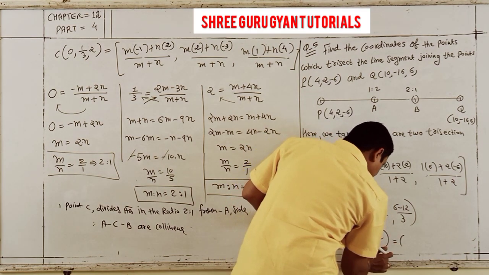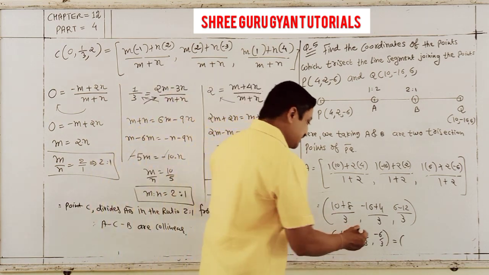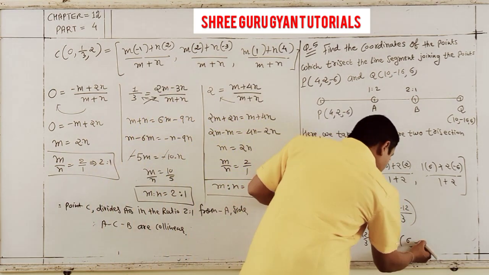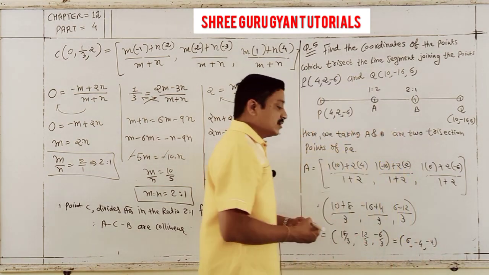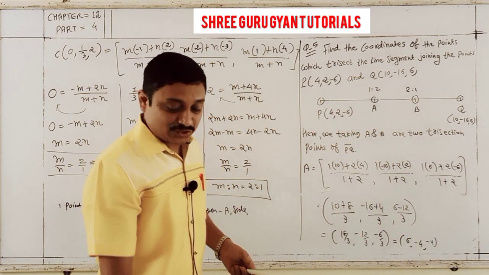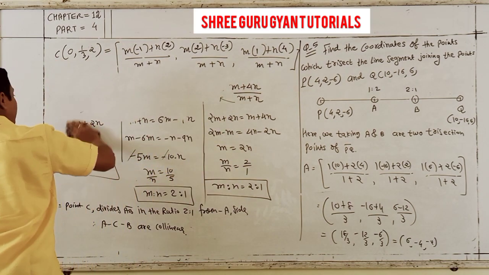So, students, your final answer is minus 6 by 3, and here 6 3s are 18, minus 4 3s are 12, and 3 2s are 6. So (6, 4, minus 2), minus 4, comma, minus 2, and next we are going ahead to coordinate B.